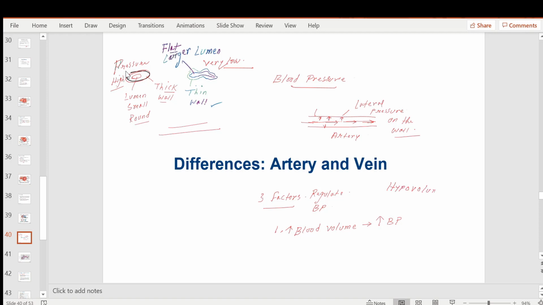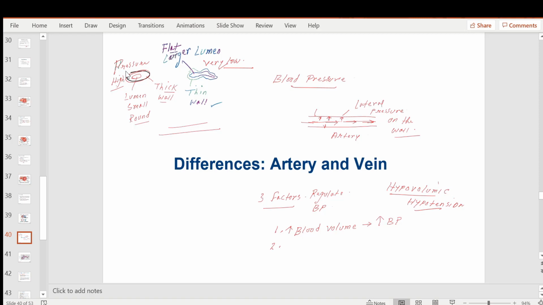Hypovolemic hypotension. Hypotension means, hypo means less, right? So less blood pressure, due to what? Hypovolume, less volume of blood.